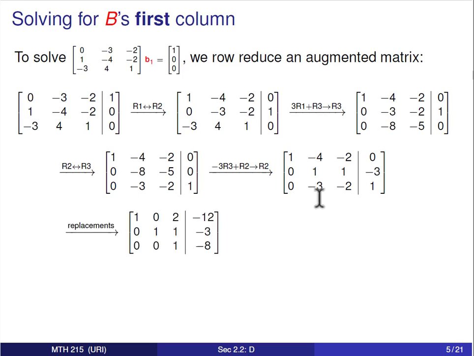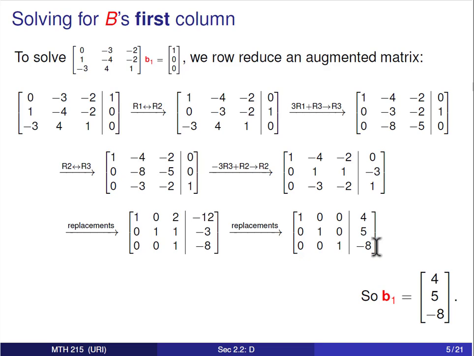While doing some replacement operations, combining a couple there, we'll end up with this matrix, and then doing one more set of replacement operations, we'll end up with the identity matrix on the left, and that tells us that B1's first element should be 4, the second element should be 5, the third element should be -8. B1 should look like this. So that tells us the first column of our matrix B, and we're making real progress on finding that.